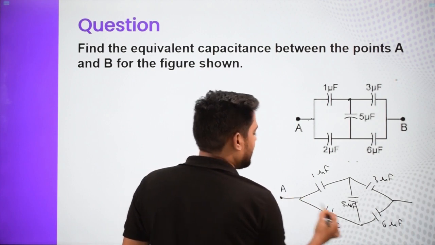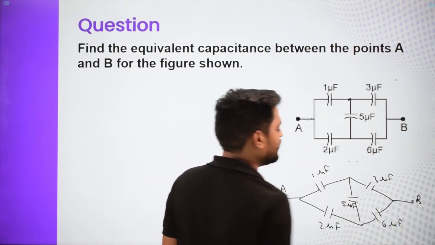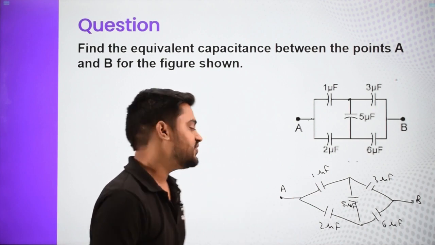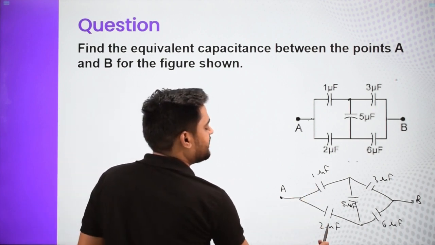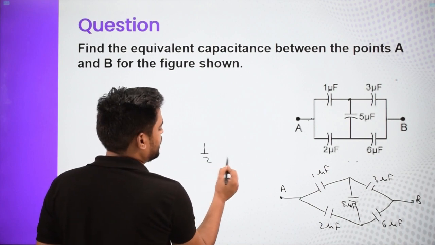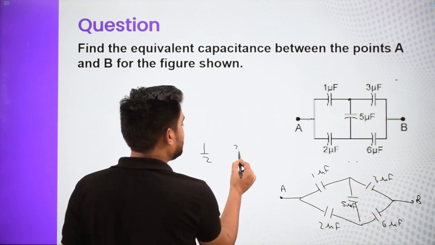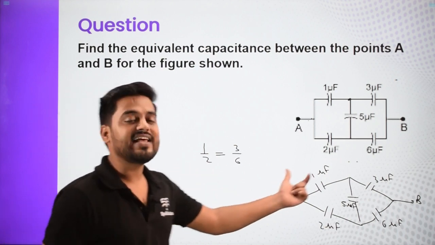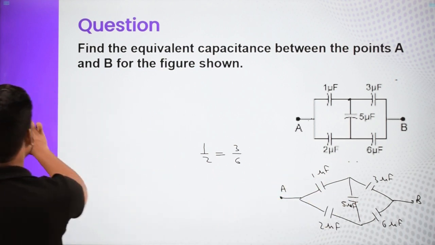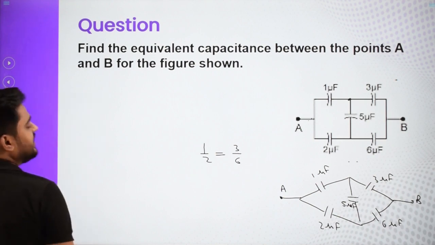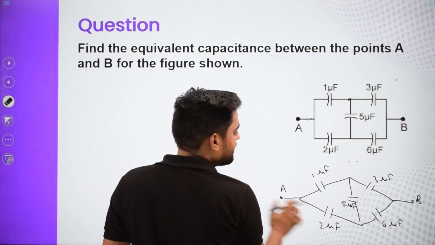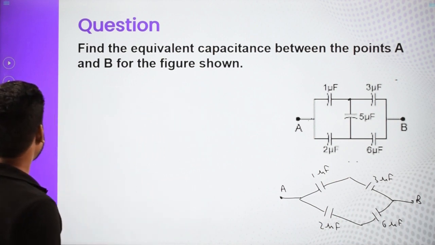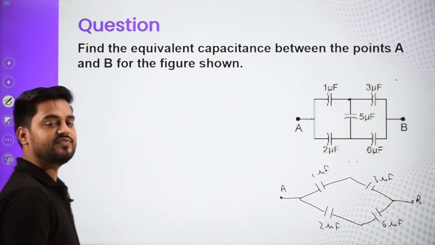If we draw it like this, then it looks proper as a Wheatstone bridge. And now we just have to check whether it is balanced or not. So how do we check? We say this divided by this is 1 by 2. And this divided by this is 3 by 6. And both of them are simply half. So this is a balanced Wheatstone bridge. If a Wheatstone bridge is balanced, then what do we do? We simply remove the middle, right? And solve the circuit. And whatever is the capacitance, that is the equivalent capacitance of the entire circuit.